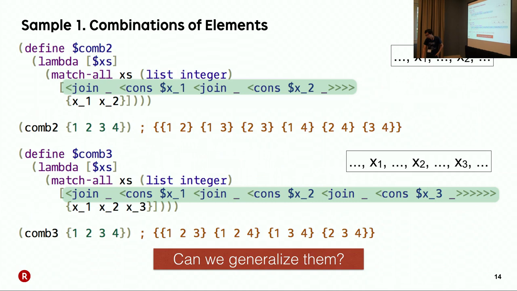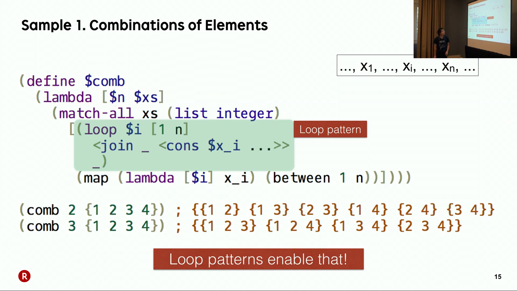Next, let us consider pattern matching for enumerating all combinations of three elements from the target collection. It can be written by only modifying a bit the comb2 pattern. This I explained before. Just adding this. Now let us generalize these functions for arbitrary n. The loop pattern can be used for that purpose.